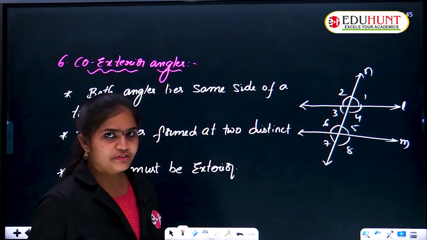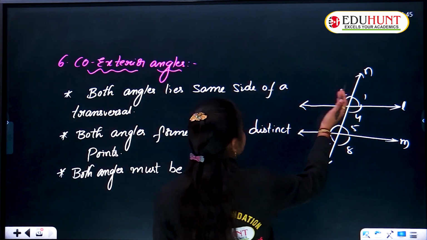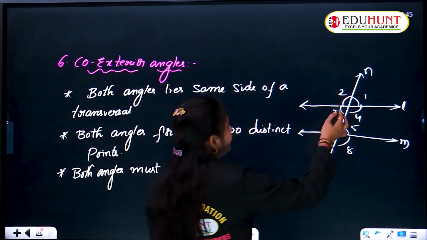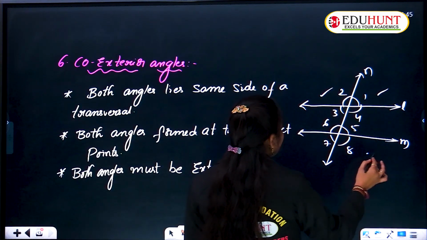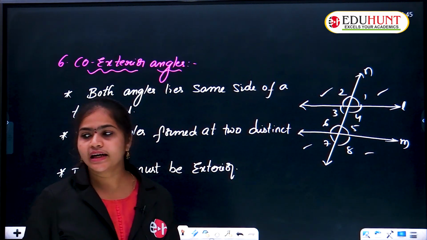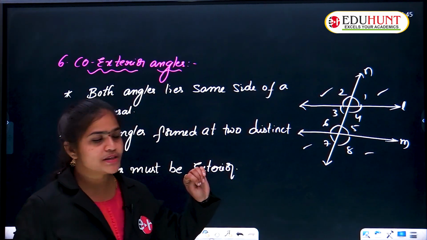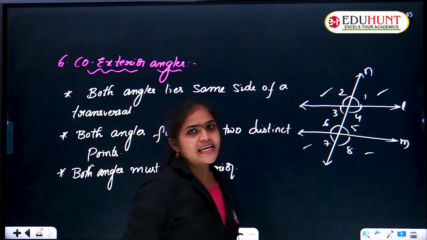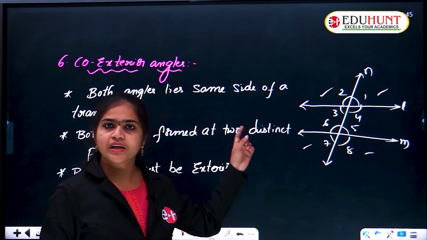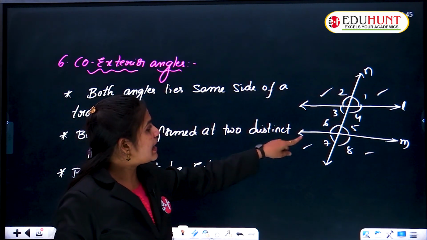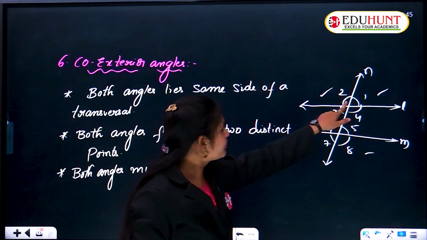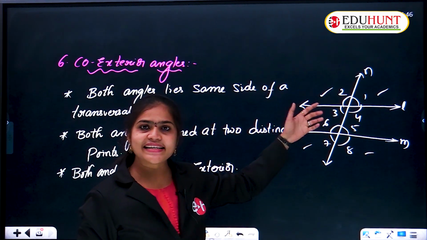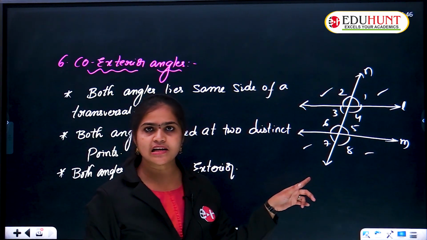As per the definition, what is that? Two angles lie on the same side of a transversal, and we are talking about exterior angles, so those two angles must be exterior only. Exterior angles, 4 angles we can observe here. And in the same way, see that 2 and 7 lie on the same side of a transversal. Satisfying, no? Next, those two angles lie at two distinct points, at one point and at the second point. And those two angles are exterior angles. Are the 3 points satisfied?